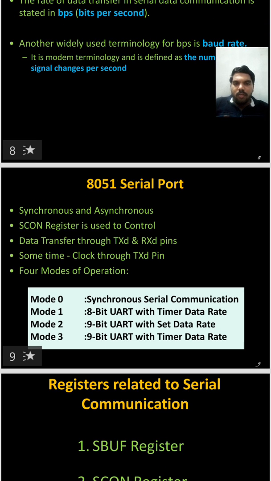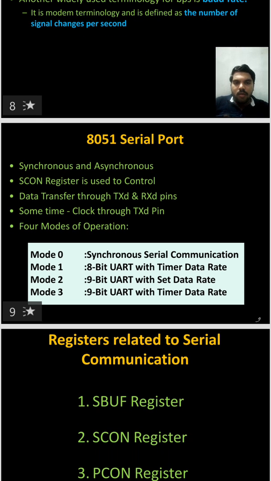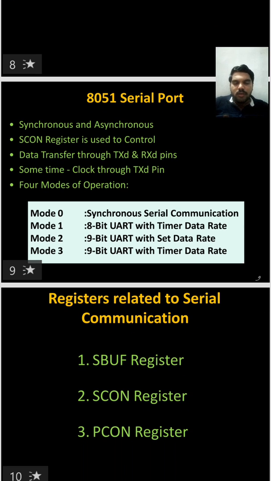Asynchronous and synchronous we have already seen. The SCON register is used to control data transfer. Data occurs on the transmitter and receiver pins, and the clock also occurs on the receiver pin. There are four modes of operation: mode 0, mode 1, mode 2 and mode 3. The first mode is used for synchronous serial communication, just to transfer some data by serial communication. Mode 1 is 8-bit UART with a timer-set data rate. Mode 2 is 9-bit UART with a fixed data rate. Mode 3 is 9-bit UART with a timer-set data rate. Mode 2 and mode 3 are similar.